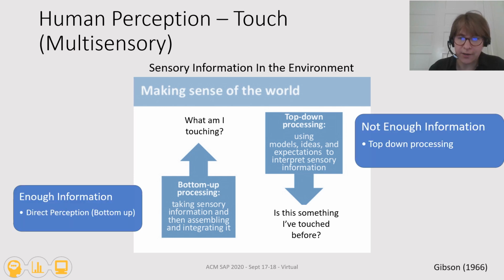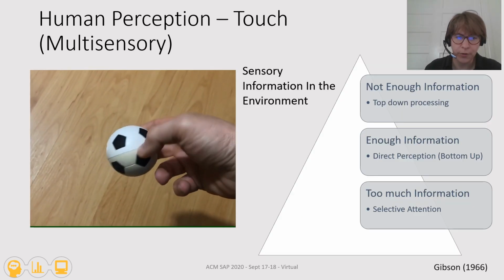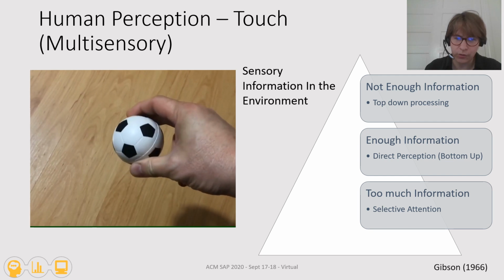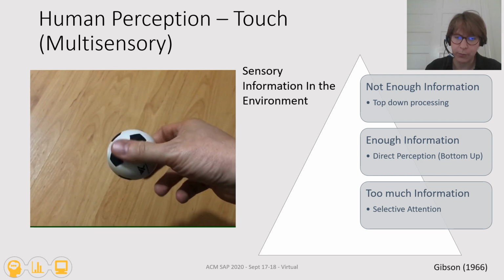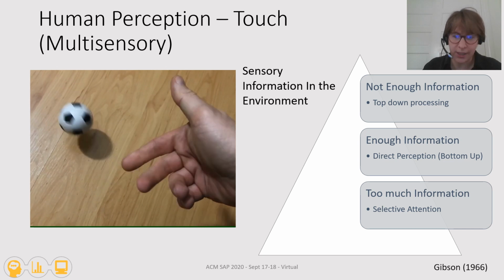In that regard, one of the models is based on the idea that if you have enough information, you can do direct perception. Completely direct is bottom-up perception. If you don't have enough information, then you're going to have to do top-down processing in order to fill the gaps. When we grab an object in reality, we can explore it and pay attention to different physical properties of the object, such as elasticity, and then we can release the object.